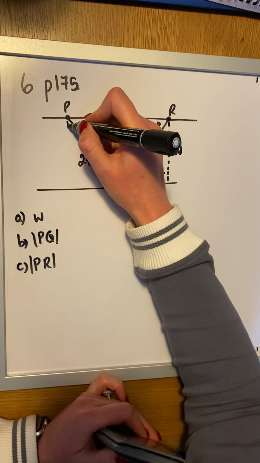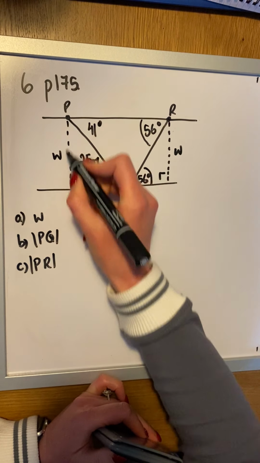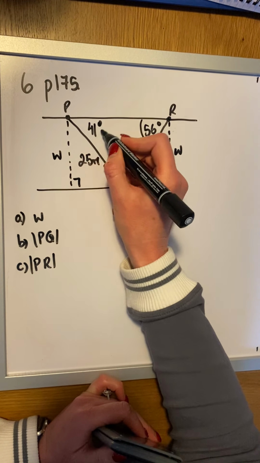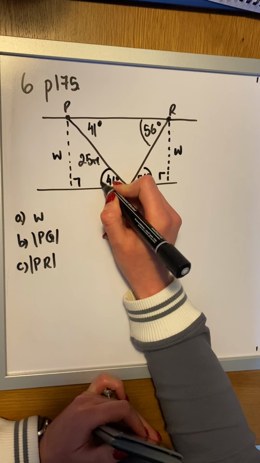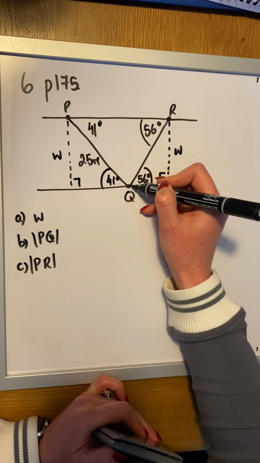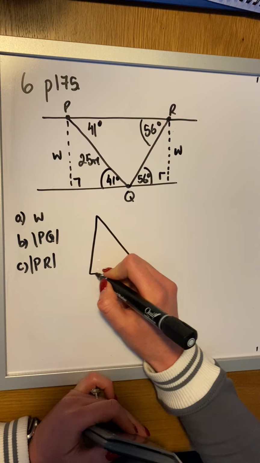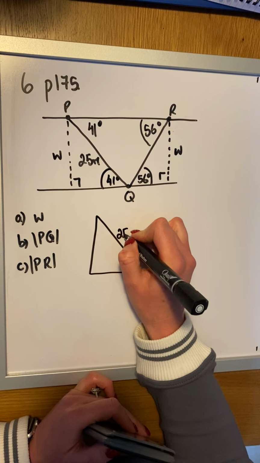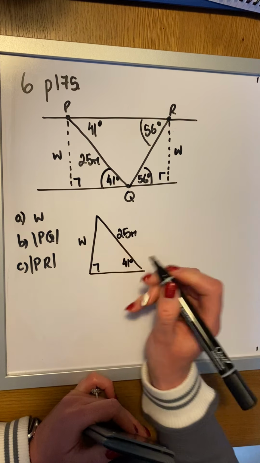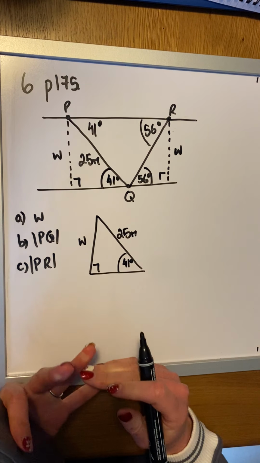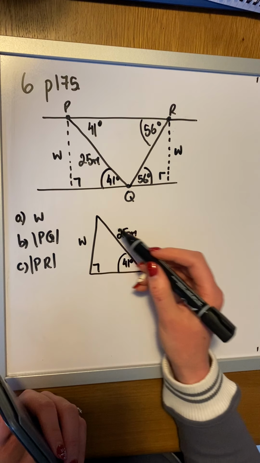We also have a right angle triangle over here that also involves the width of the river. We have 41 degrees here, which means using alternate angles, we have 41 degrees down here. And we also have the distance from P to Q is 25 meters. So if we take that out separately, we're looking at 25 meters here, the width of the river, and 41 degrees. Using the 3 ratios that I just spoke about a few minutes ago, sine, cos, and tan, we can work out what the missing side is.